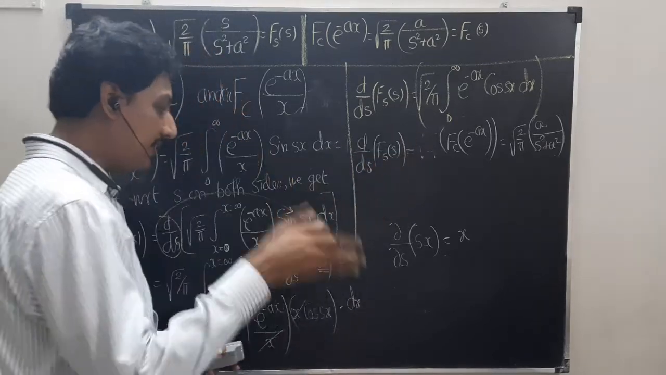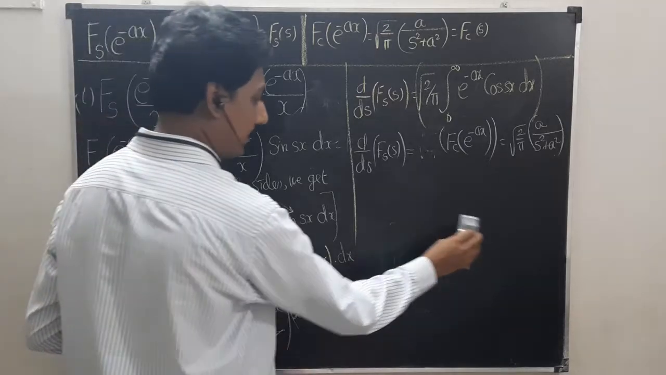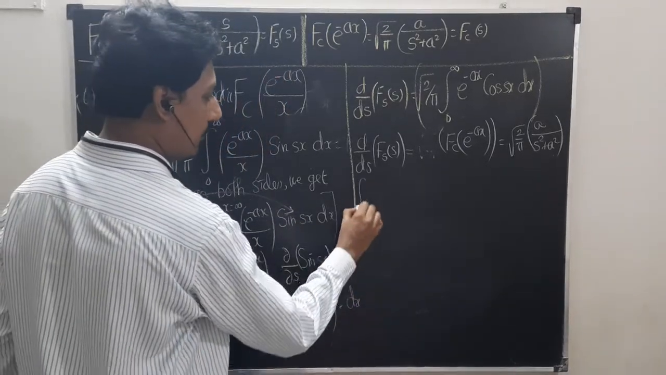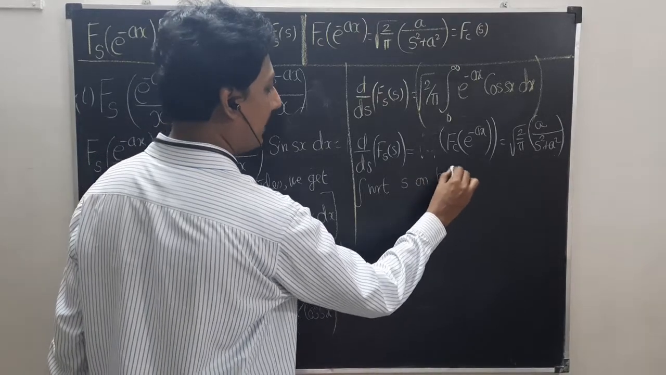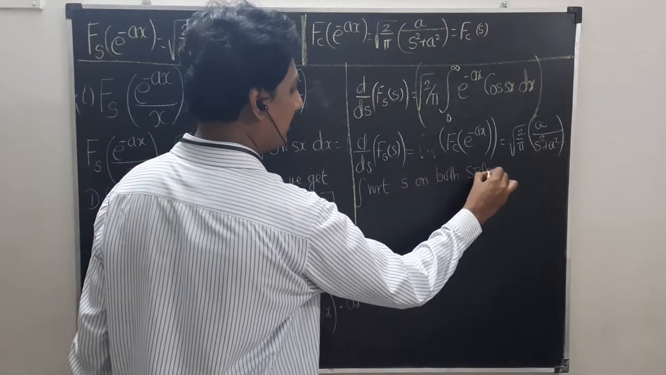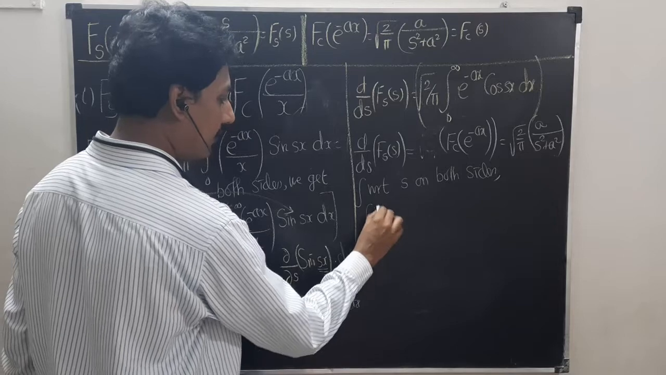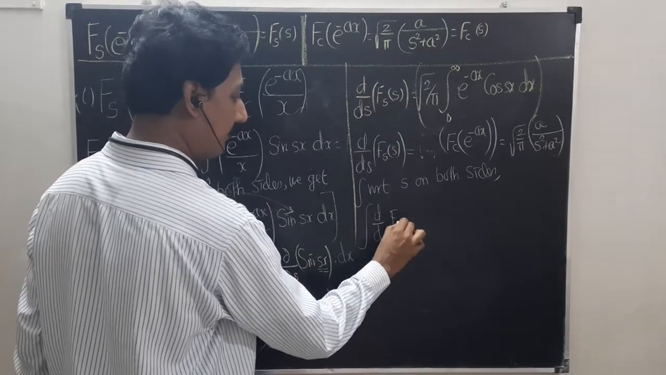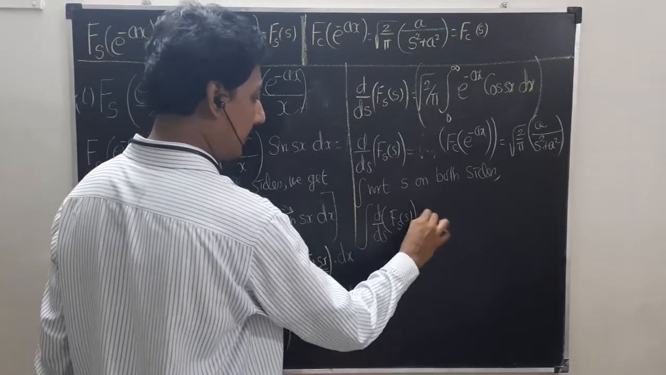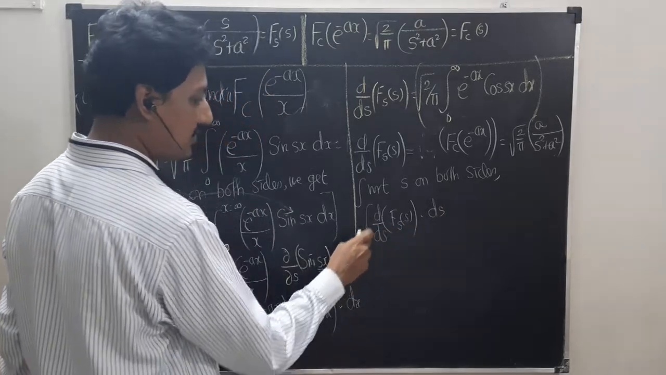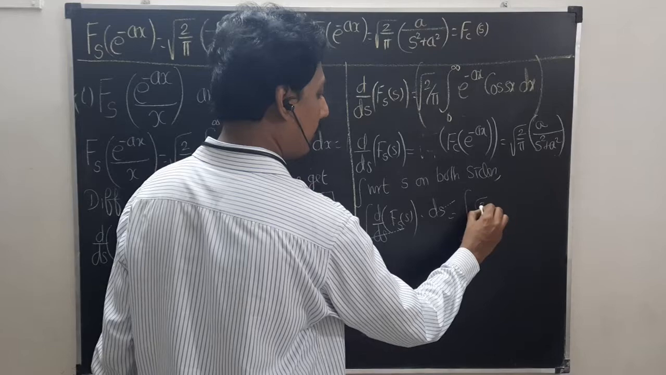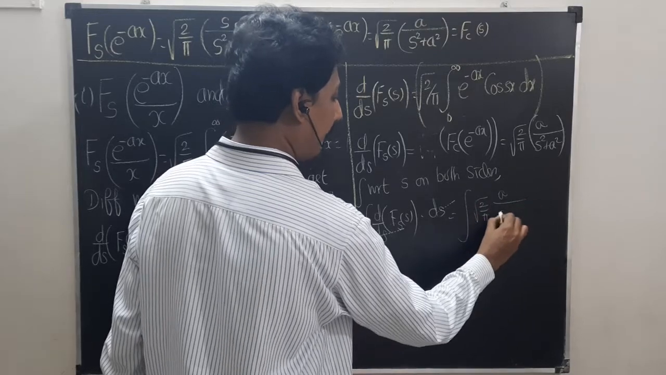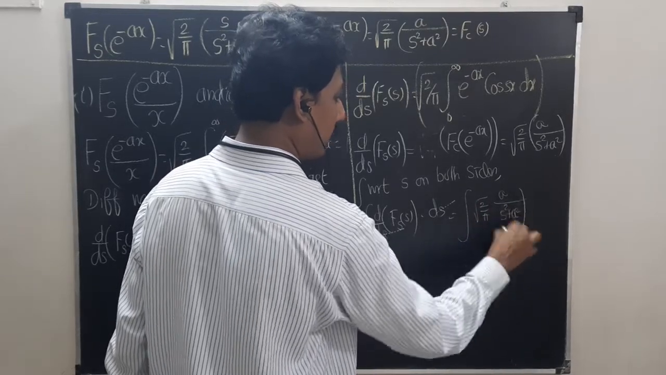But I need only Fs of s. So what I want to do? I just do the integration. Integrating with respect to s on both sides, when I integrate d by ds of Fs of s into ds, the integration and the differentiation get cancelled. It is equal to the integral of square root of 2 by pi, a by s squared plus a squared, into ds.